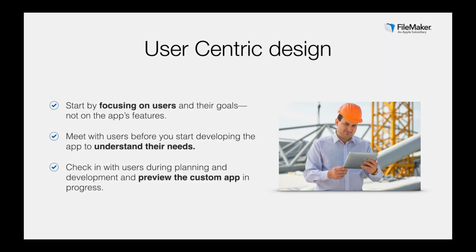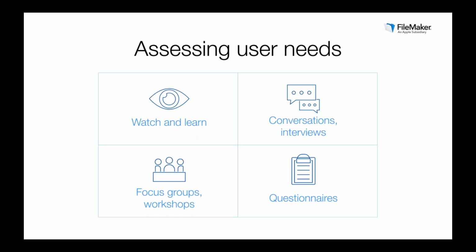Now, there's a number of ways you can assess what a user needs, and the guide provides some good examples shown here. These include watching and learning from the users as they do the work they're doing now, having conversations and interviews with them, perhaps having focus groups or workshops to have discussions in general or with other people, and then, of course, creating surveys or questionnaires.